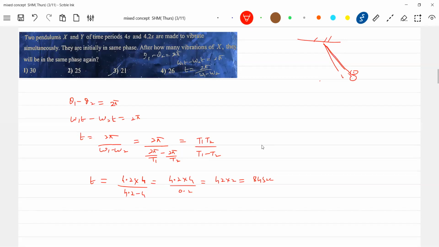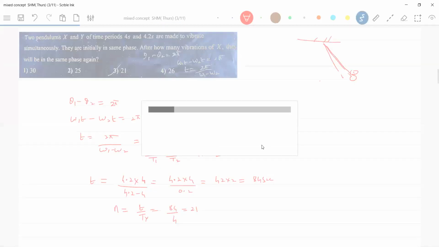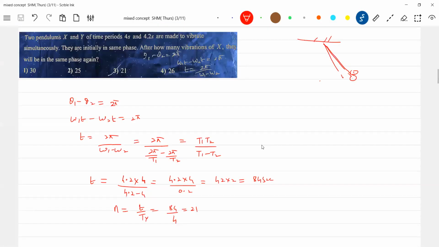So how many such? I think that number will be t by, this will be 84. These are some very popular questions related to comparison of two SHMs. Diagram may not be needed.